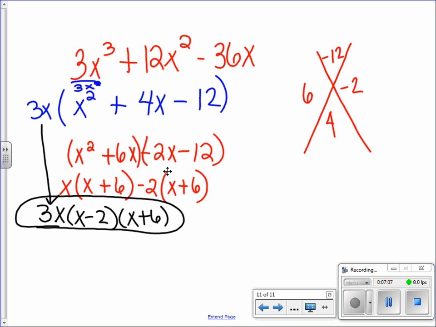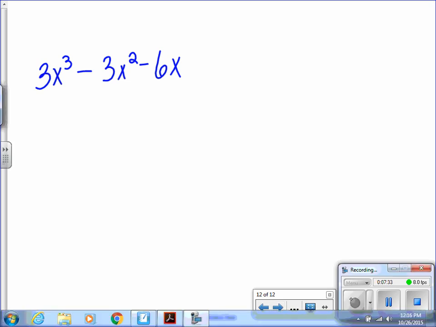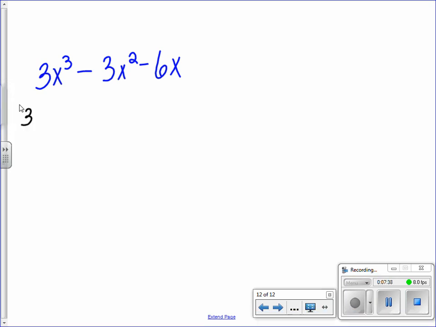Alright, let me give you one to try. X cubed. There is a GCF. That GCF is going to leave you with a quadratic that you need to factor further. What's the GCF? 3x.